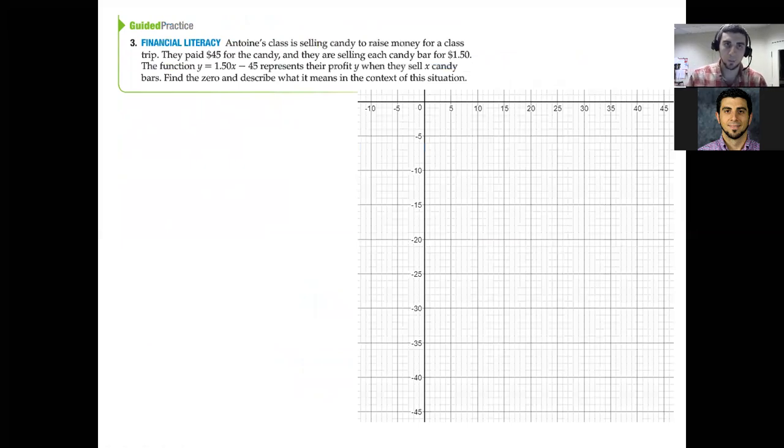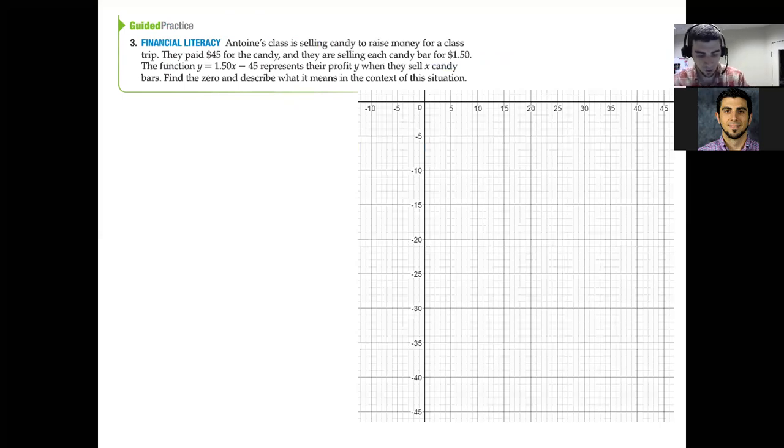Okay, we're back. So Antoine's class is selling candy to raise money for a class trip. They paid $45 for the candy. They are selling each candy bar for $1.50. The function y equals 1.50x minus 45 represents their profit y when they sell x candy bars. Find the zero and describe what it means in the context of this situation.